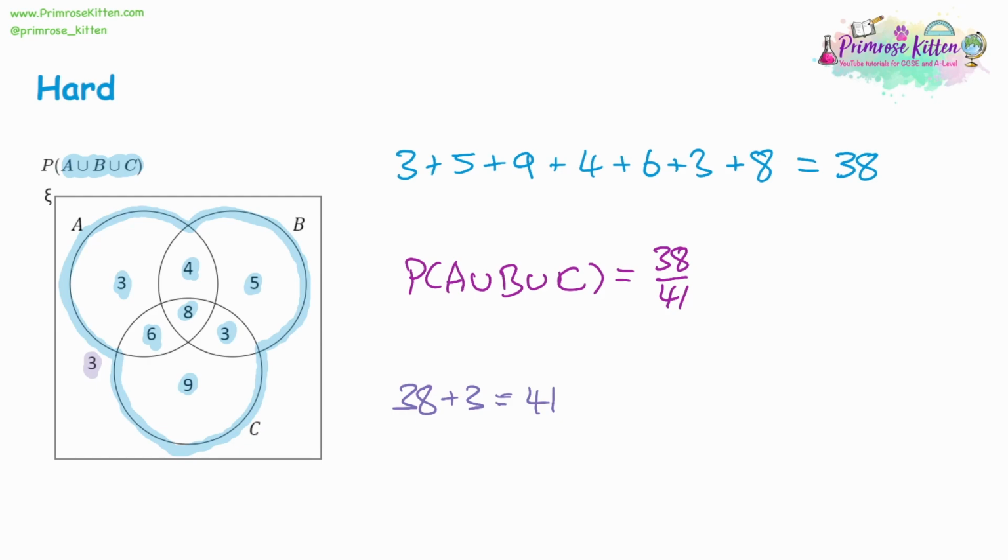You could also be asked for the intersection of 3 sets. So the probability of getting A intersection B intersection C. So for that, you want something that's in the intersection of all 3 sets. That's the 8 right in the middle. And so that would be 8 out of 41. Again, a really important thing here is don't get the union and the intersection mixed up. The union includes everything in all 3 sets, and the intersection is only the thing that's inside all 3 sets.